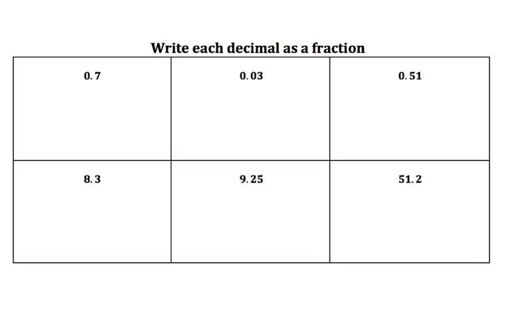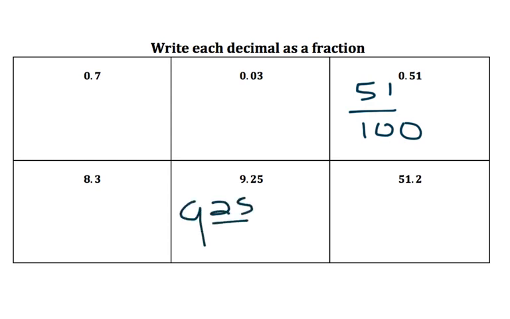Alright, these problems are just kind of reversed, but I'll show you a few. 51 hundredths is 51 hundredths. 9 and 25 hundredths is 9 wholes and 25 hundredths. Or, if you're thinking in terms of money, it's like 9 and a quarter, or 9 and 1/4. And you can try the rest.